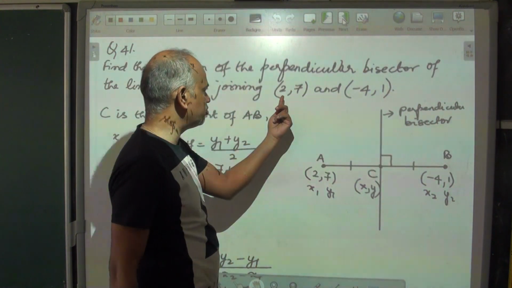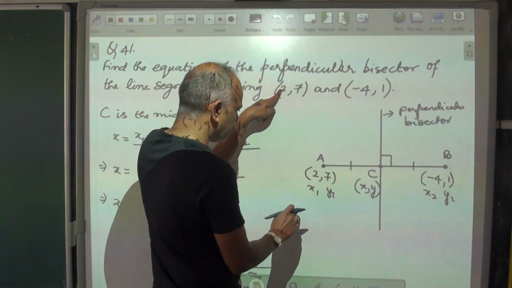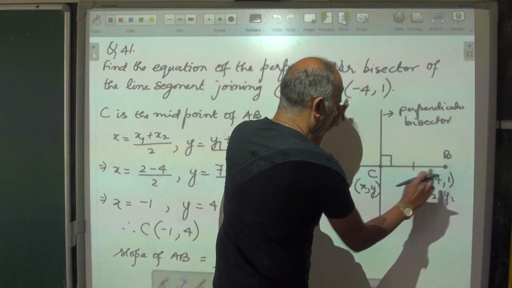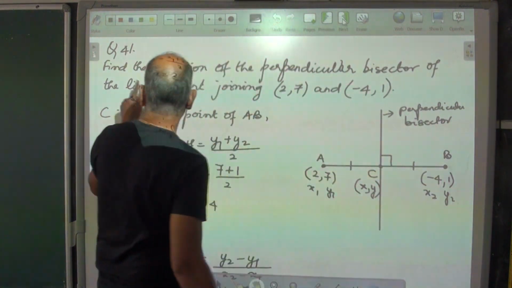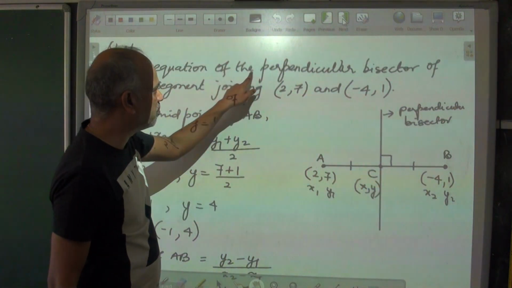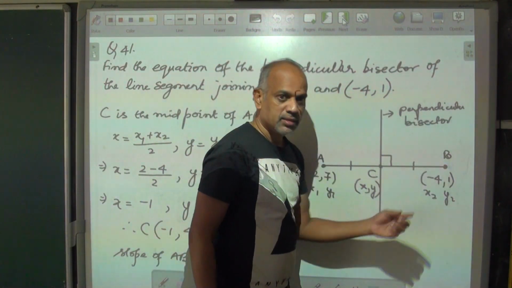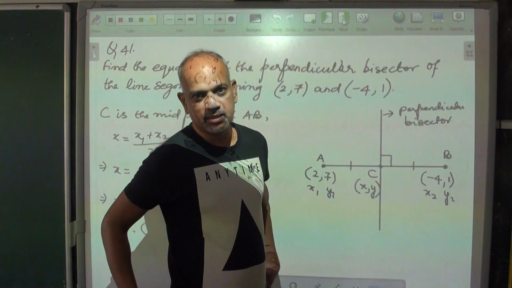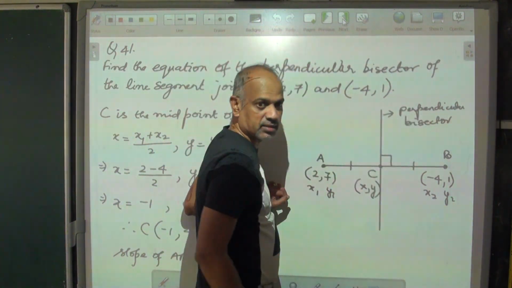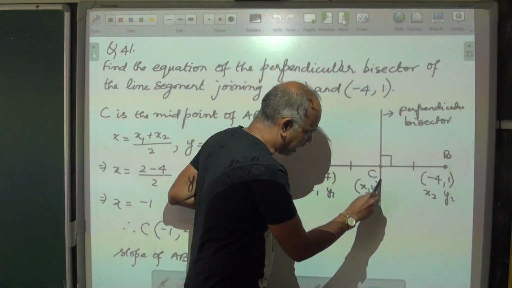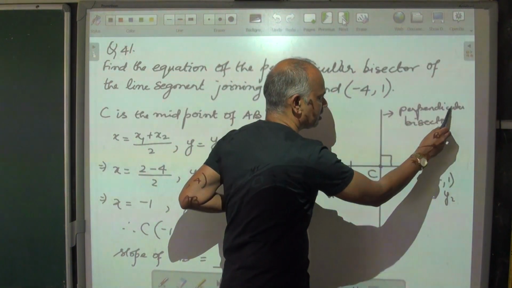There is a line segment which joins these 2 points. This is the line segment joining the 2 points 2, 7 and minus 4, 1. The question is, find the equation of the perpendicular bisector of this line segment. For this line, there is a perpendicular bisector. Look at this name. It's perpendicular and it's also a bisector. So this line which I have drawn is called the perpendicular bisector.